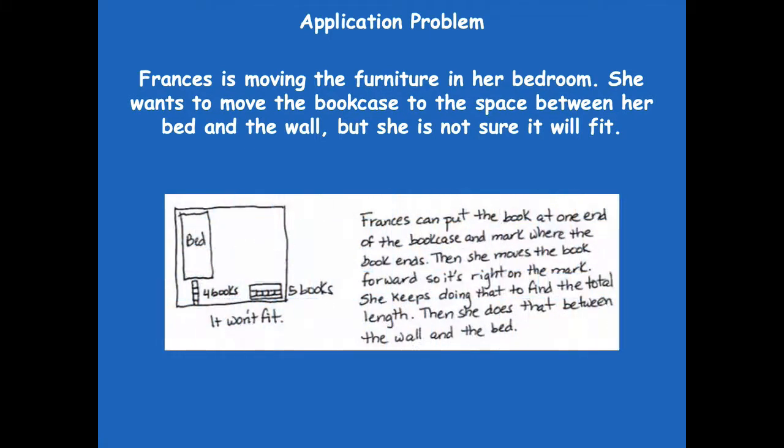All right, so here's an example that I came up with. Okay, so we have her bed and we have the bookcase, right? So from the wall to the bed, it looks like there's 4 books, and the bookcase looks like it's 5 books wide. So the description says Frances can put the book at one end of the bookcase and mark where the book ends, right? And then she moves the book forward so it's right on the mark. She keeps doing that to find the total length, and then she does that between the wall and the bed. And then when she does that, she notices that it won't fit because the bookcase needs 5 books, and she only has space from the wall to the bed of 4 books.